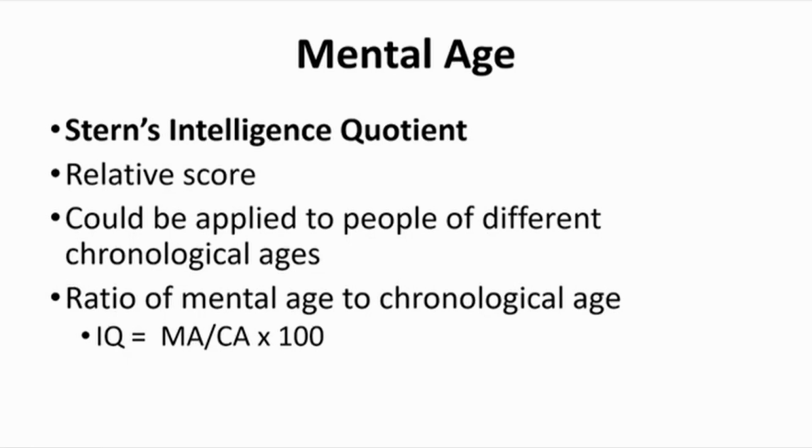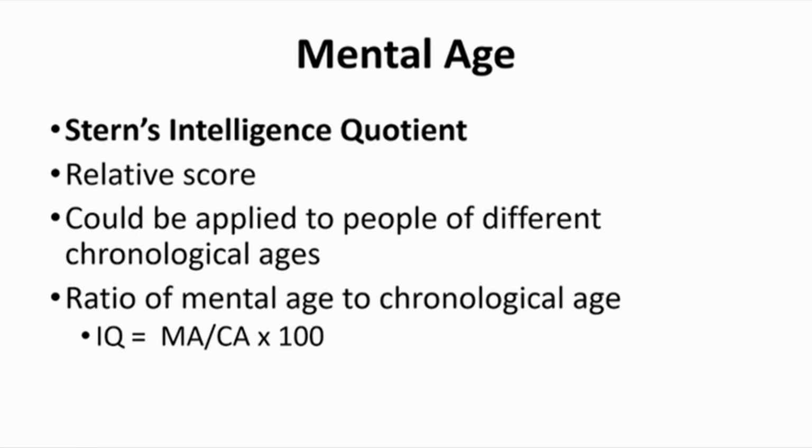He wanted some kind of relationship, some kind of number that would report how far above or below the average intelligence for your age you were. And so he came up with a ratio of your mental age to chronological age. So he actually invented the intelligence quotient.